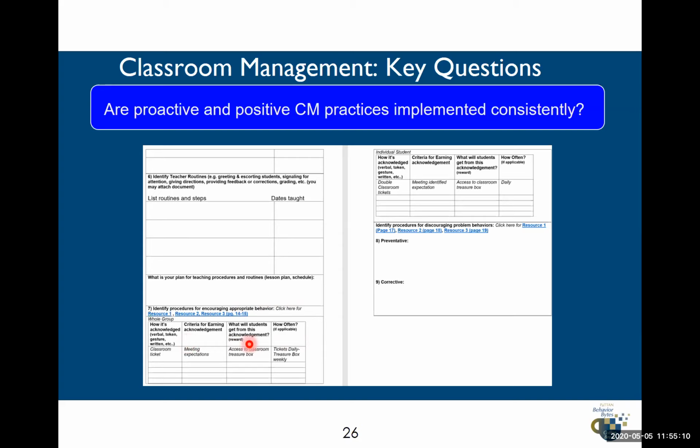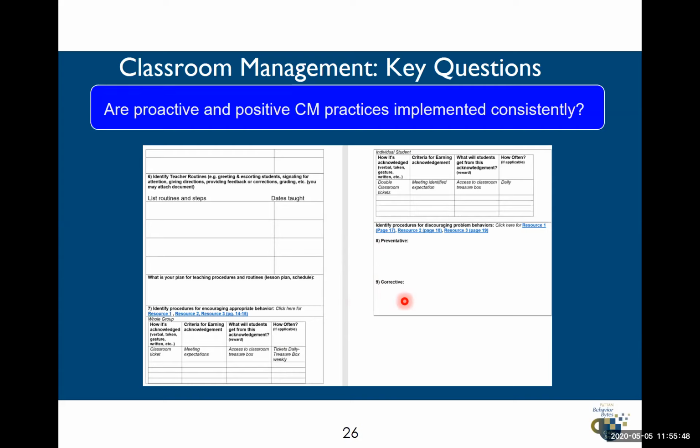Finally, there is a section for acknowledging appropriate behavior. So what's your plan for acknowledging the whole group, small group, and individual students? And then this section talks about, what are my procedures for discouraging problem behaviors? So those preventative procedures are really talking about your plans for effective instruction. So how are you going to utilize things like choral responding? How are you going to utilize processes like universal design for learning, et cetera, in order to prevent behavior by utilizing effective instructional practices?